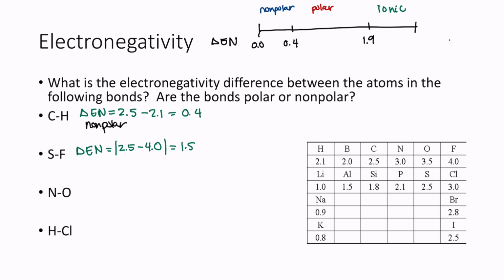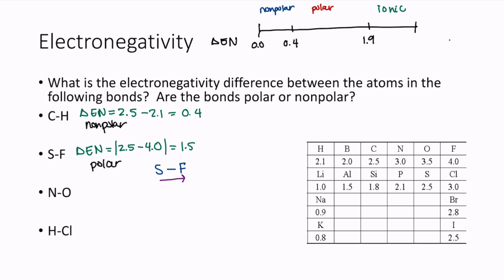That means the bond between sulfur and fluorine is polar. And the way we represent that is I have sulfur and fluorine. This is the bond between sulfur and fluorine. As a result of the electrons moving towards the more electronegative atom, we have what is called a dipole moment. And we can show the dipole moment as an arrow. So the electrons from the sulfur are going to move towards the fluorine.